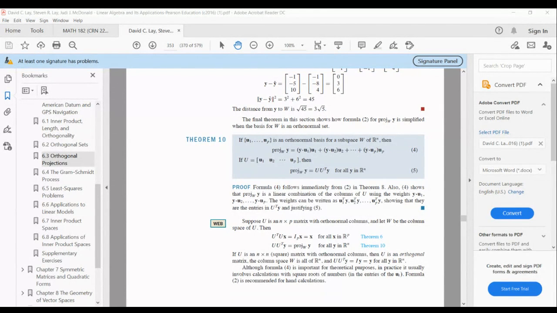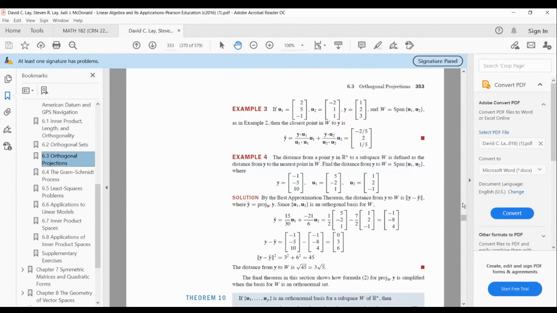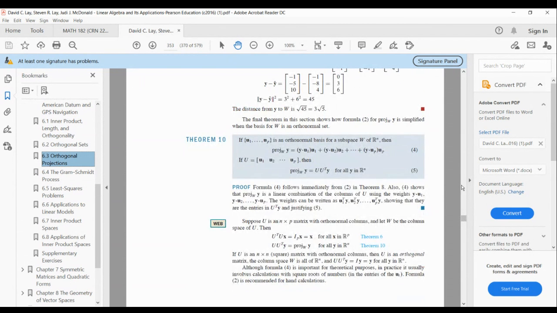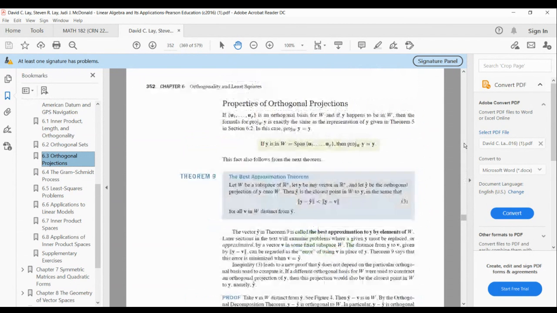Okay, all right. So, class, we are in section 6.3, and I want to point out a few more theorems to you from section 6.3. The one that I should point out here, there's several, but one of them is called the best approximation theorem, which is theorem 9. But you really probably already understand this better than you think.